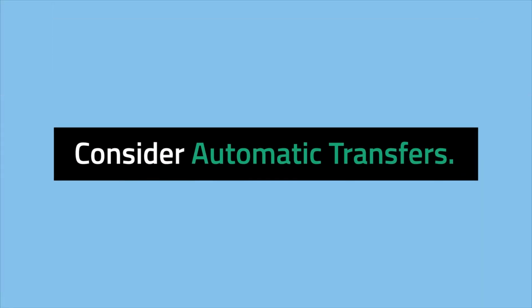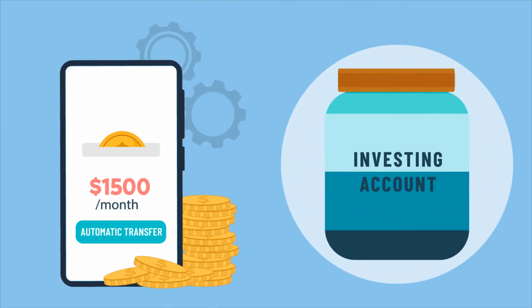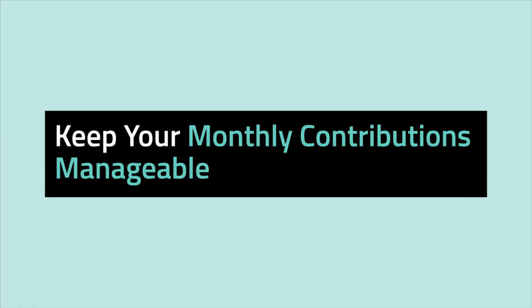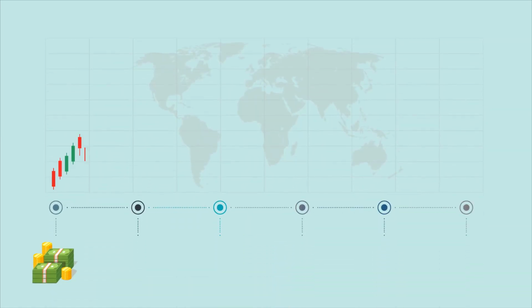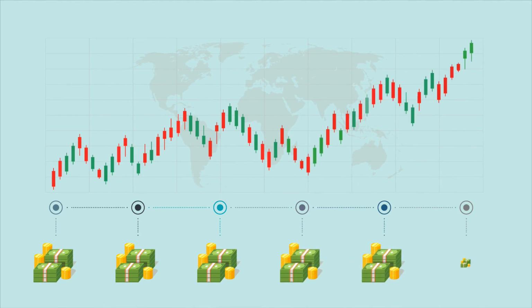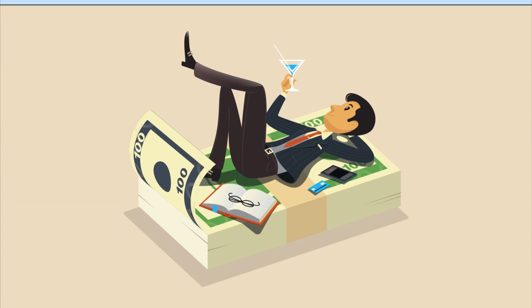Consider automatic transfers. It's also a good idea to consider setting up automatic weekly, bi-weekly, or monthly transfers from your checking account into your investing account to get the subscription model rolling. Keep your monthly contributions manageable. It's important to make sizable investments on a regular basis in order to take advantage of the power of the stock market, but you don't want to set unreasonable expectations of yourself.